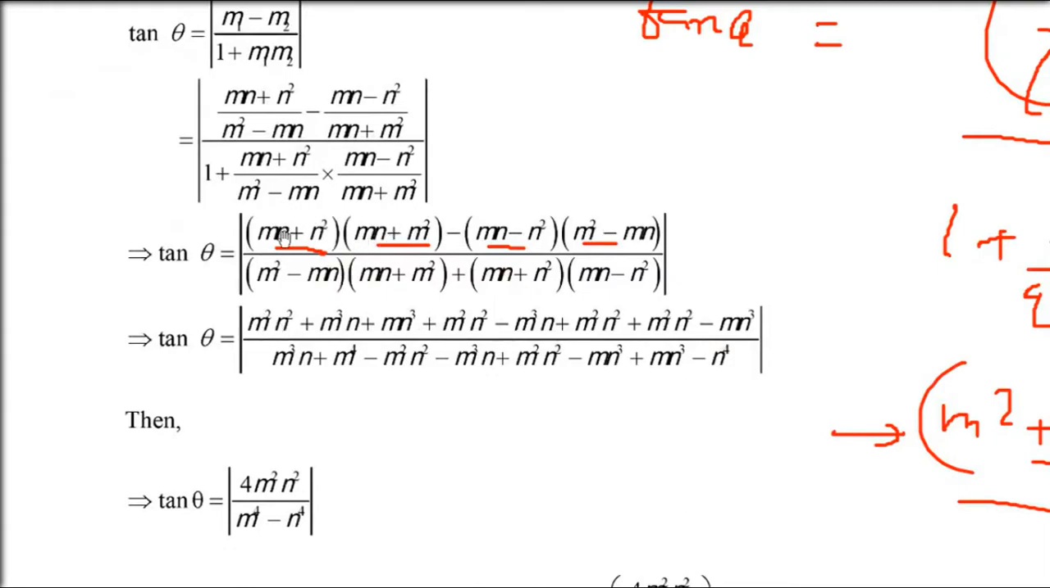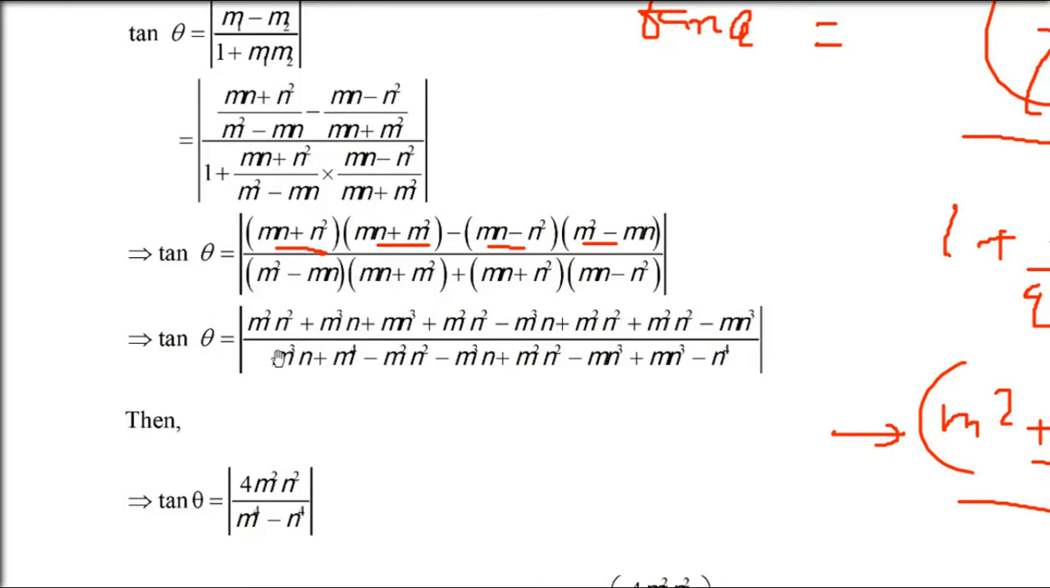So mn into m square n square, and then n square mn is mn square, n square m square is n square m square. Now minus sign will change. M square is m cube n. mn is m square n square. Minus minus plus. N square and m square is minus goes plus, so plus n square n square. N square mn is mn cube. Okay, mn cube. So this is the numerator.